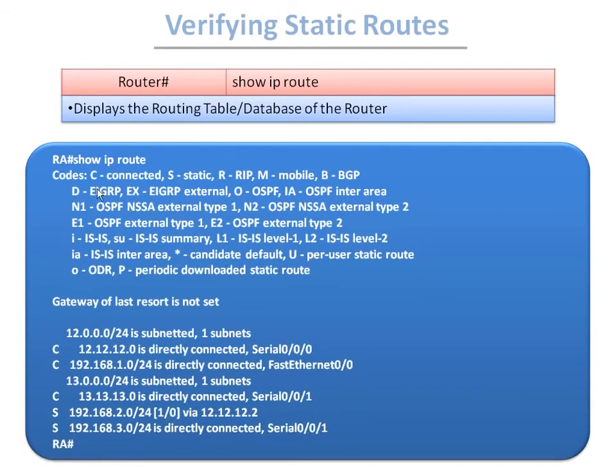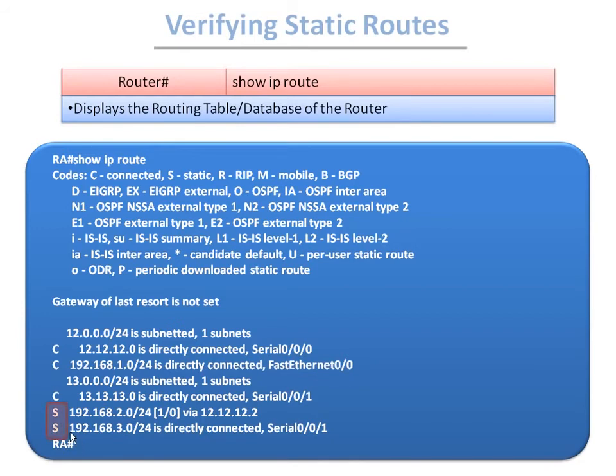You have some explanation here, and then you see the paths to all the possible networks or destinations that your router can reach. So C stands for directly connected. That means that the network 12.12.12.0, for example, is directly connected on serial 0/0/0. That means that this interface 0/0/0 has an IP address that belongs to the network 12.12.12.0. The same thing is for 192.168.1.0, which is directly connected on the FastEthernet 0/0, and that means it has an IP address on that network.